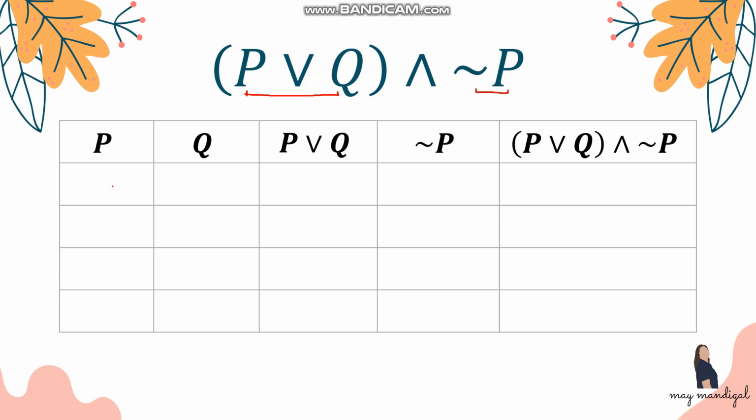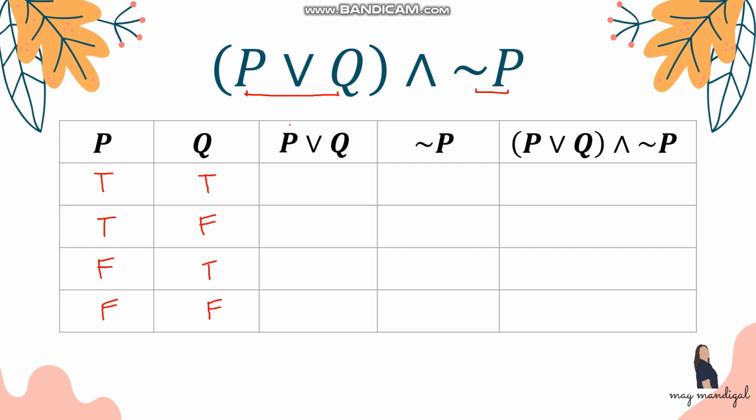Now to begin with, we will assign values for P and Q. So we have to list down all the possible combinations. So it can be both of them are true. It can be this one is true, then Q is false. Or P is false and then Q is true. Or both of them are false.